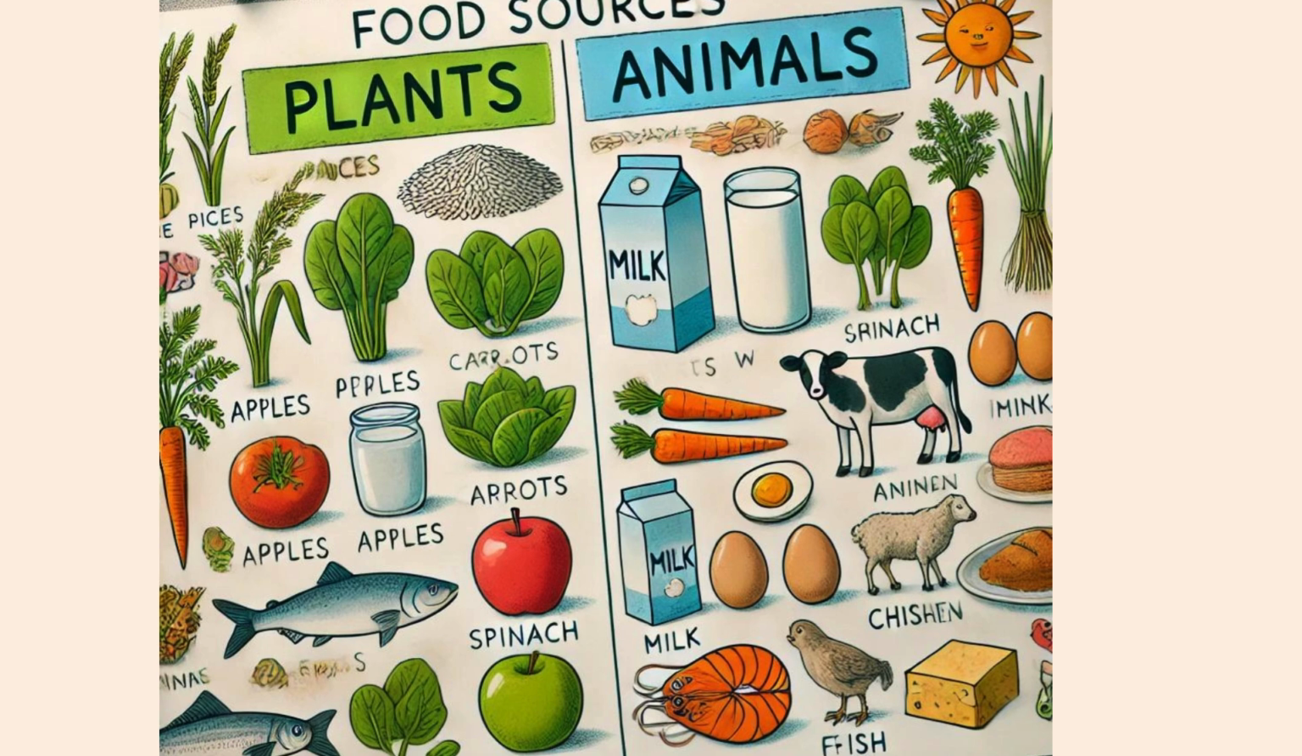So number 1, you have to divide a sheet of paper into 2 columns. Label one side plants and the other one animals. Now point number 2, next list at least 5 food items under each column. For example, under plants, you might list rice, apples, carrots, spinach, and wheat. Under animals, you could list milk, eggs, chicken, fish, and cheese.